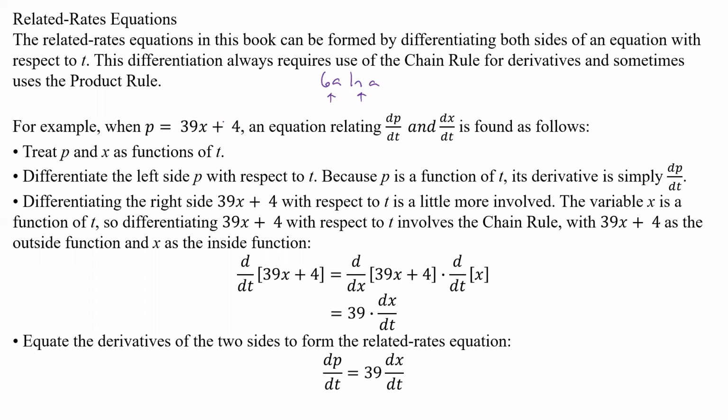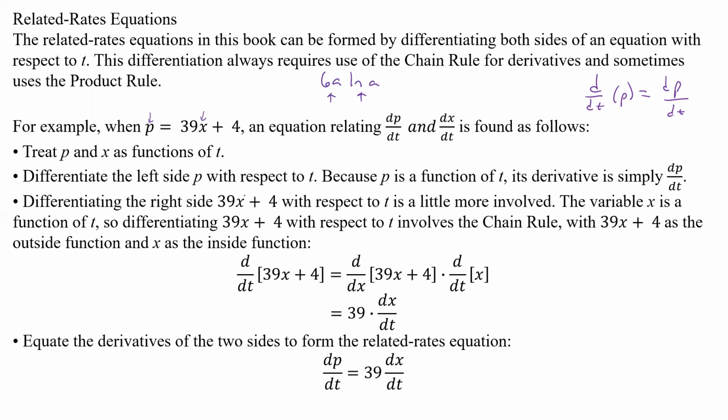And so what we're going to do is take the derivative of both sides with respect to t, with p on the left and x on the right. So we're treating p and x as functions of t. Again, we're differentiating the left side, p, with respect to t. Because p is a function of t, its derivative is simply dp/dt. Taking the derivative with respect to t of p just becomes dp/dt, because with respect to p, that becomes p to the 0 times 1, and that is just 1. And so we just have dp/dt.